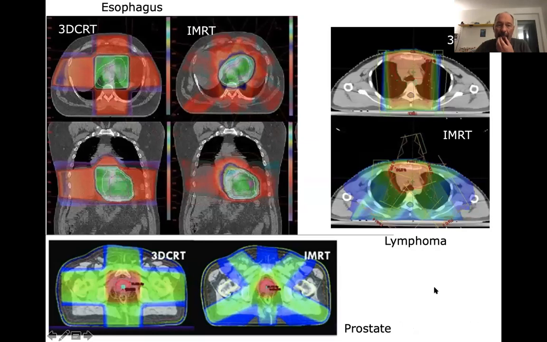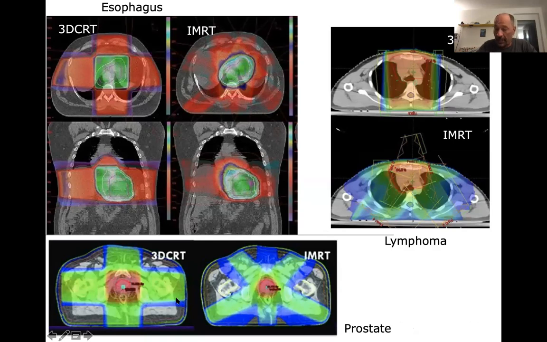So this is, for example, a comparison of 3D CRT and IMRT for different tumors. This is for esophagus cancer in the transversal and sagittal views. 3D CRT, you see, is a box. Of course, with the compensator, you can do a little bit better, but with IMRT, clearly you do much better.